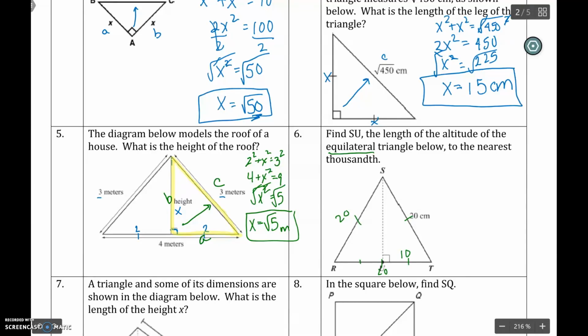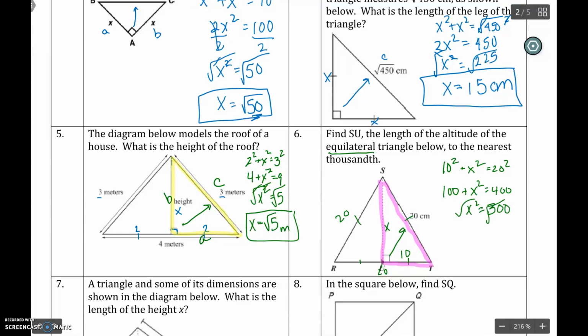And we want to know the height of the altitude, and then just like the one before, we're going to set up that equation. So we have 10 squared, b squared, or x squared, and then c is always the one across from the right angle, so 20 squared. So 100 plus x squared equals 400. Subtract 100 from both sides and you get 300.